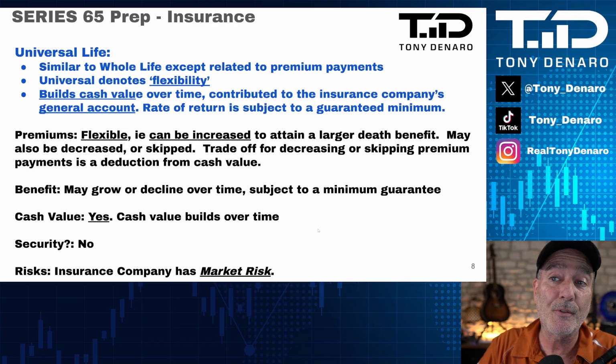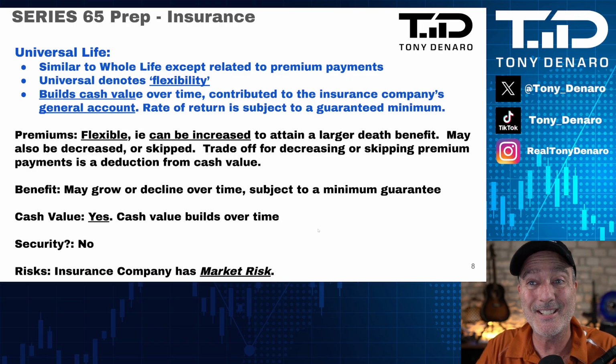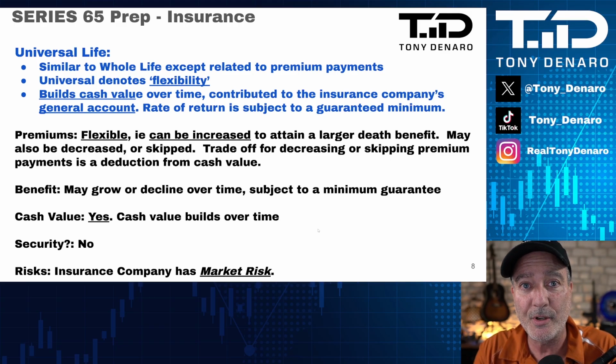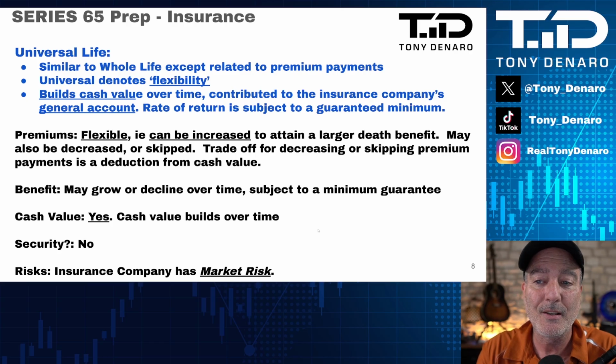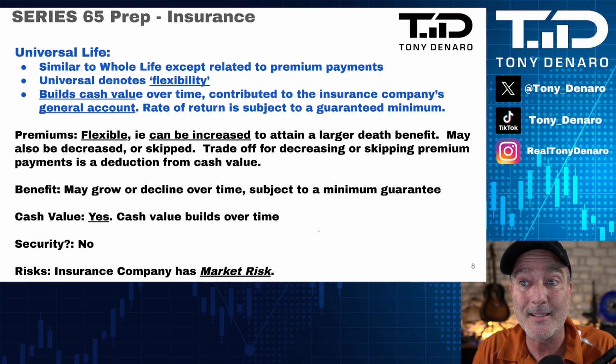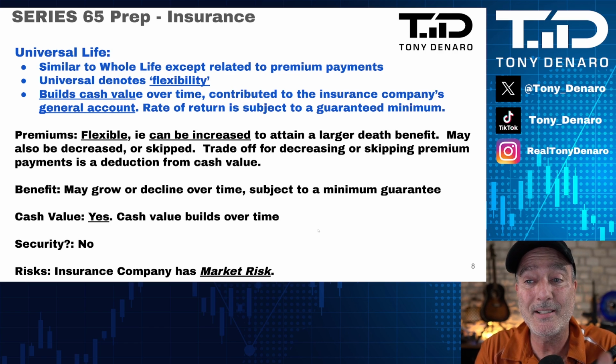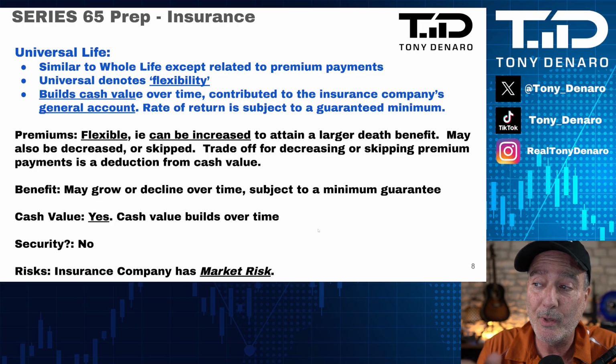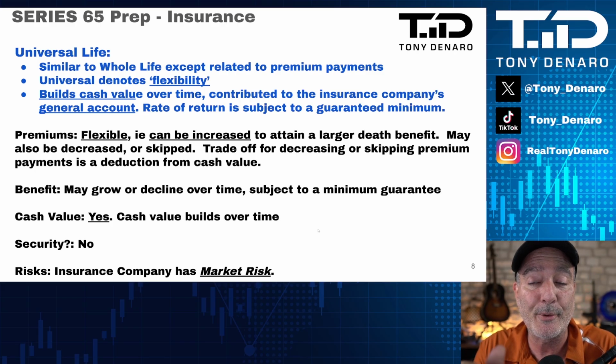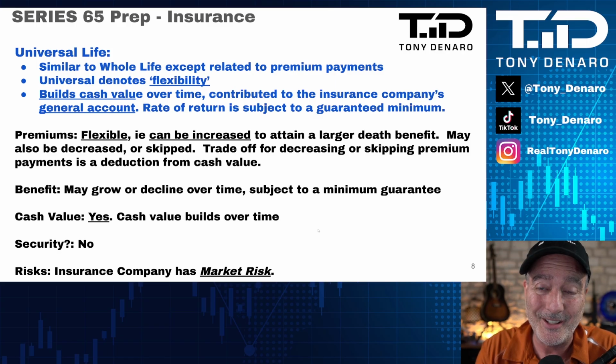We got 2 left. Universal life is the next step up. It is similar to whole life, except related to the premium payments. When you hear the word universal, I want you to think flexible. So the premiums are flexible with a universal life policy. A universal life policy builds cash value with the contributions going to the general account. We don't see the word variable in here, so the money goes into the general account. The insurance company has the market risk, not the policy holder.